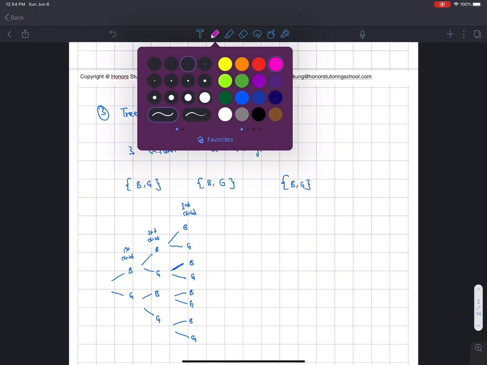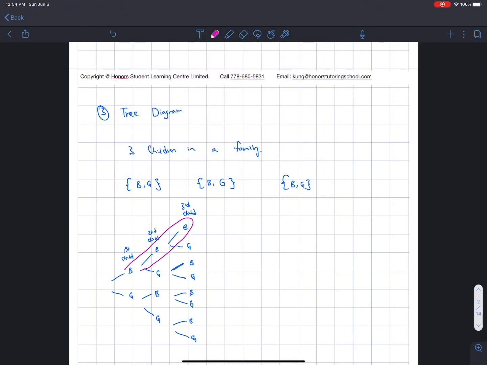So how do we read this outcome? We can have boy, boy, boy. I can start writing out my sample space. It can be boy, boy, boy. It can be boy, boy, girl, meaning that the oldest child is a boy, second oldest is a boy, and the youngest is a girl. We can have boy, girl, boy.